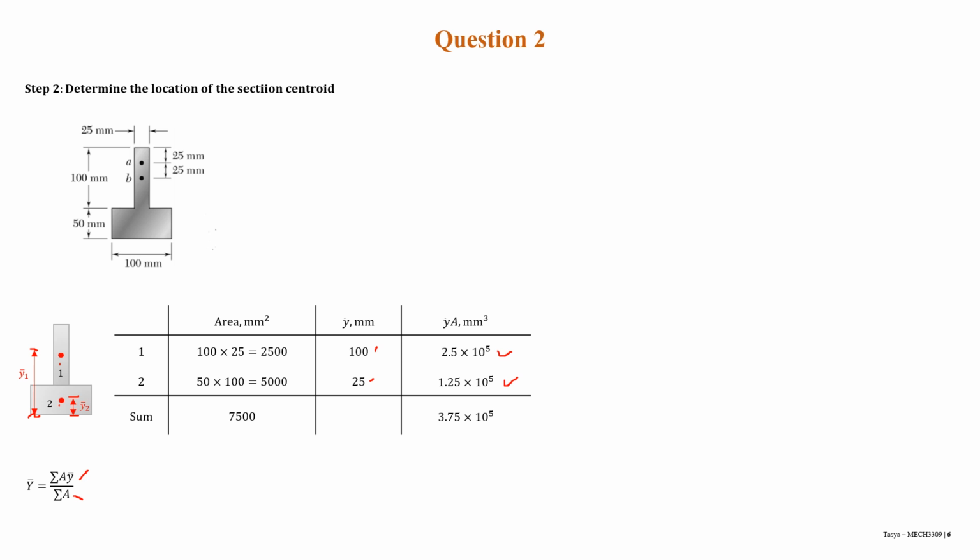And then we sum up the area, which is 7500, and we also need to sum up the A multiplied by y, which is 3.75 times 10 to the power of 5. So we just need to put everything here, and the section centroid found is 50 millimeter.